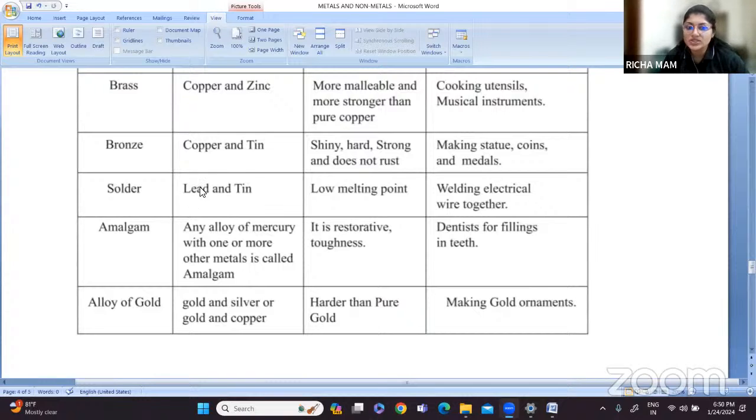Next is solder. The composition of solder is tin and lead. Its property is that it has a low melting point. It is used in welding electrical wires together.